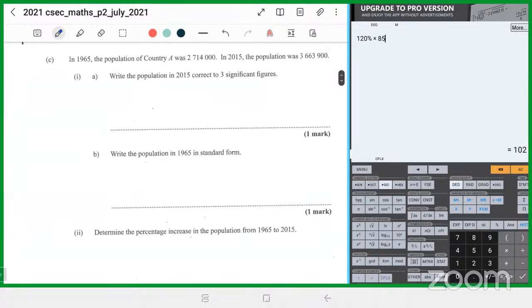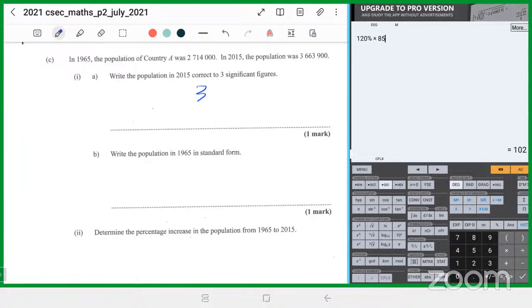Next question says, in 1965, the population of country A was 2,714,000. In 2015, which is 50 years later, the population grew to 3,663,900. It says, write the population in 2015 to 3 digits. That's this one. All right, so let's look at it. 3 significant figures, not 3 digits, 3 significant figures.